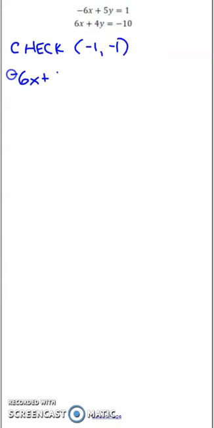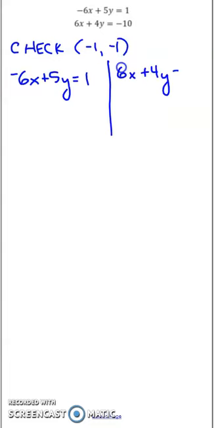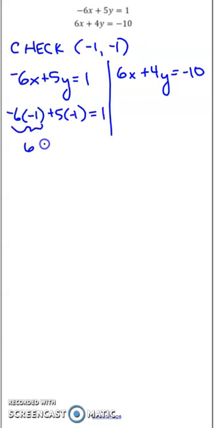So negative 6x plus 5y equals 1, and we have to check the other one as well. They have to end up as true statements. If they're not true statements, oh no, I messed up my work, and I've got to go fix it. So we plug negative 1 in for the x's and negative 1 in for the y's. Negative 6, use parentheses, times negative 1, plus 5 times negative 1 equals 1. Multiply, so I get 6 minus 5 equals 1, 1 equals 1. Woohoo! All right, do the same on the other one.